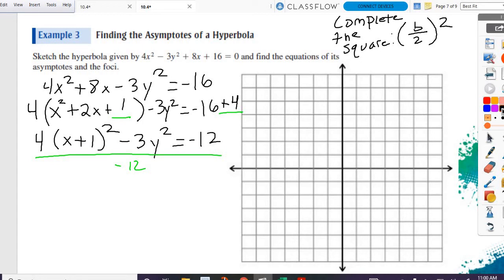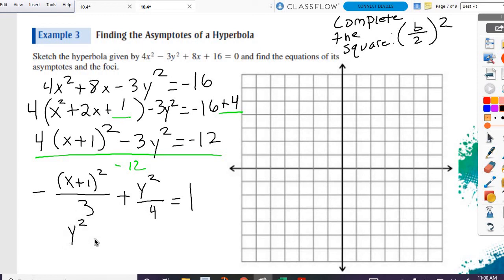So what's going to happen to our x stuff if I divide by a negative? It's going to become negative. And what's in the bottom? 3. And my y stuff is going to become positive, and it now equals 1. And then my last step is just to rewrite it so that our positive part comes first.